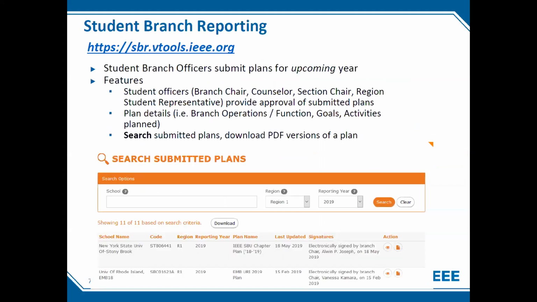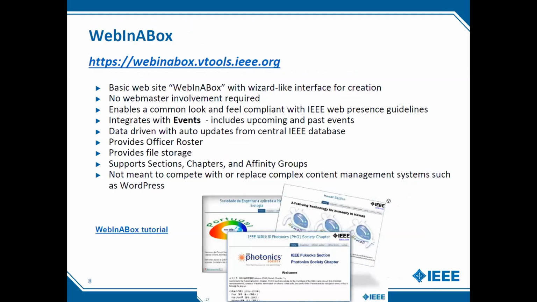Student branch reporting, I know this is a chapter meeting, but this is another tool that we support. The student branches every year have to provide a plan of their future activities they're going to do. So one of the officers comes in, it's a form they fill out about their goals and the activities they're planning. It has all of the officers that would be responsible for signing off. So this is just a view of a list of what plans have been submitted, just as a small example for 2019.